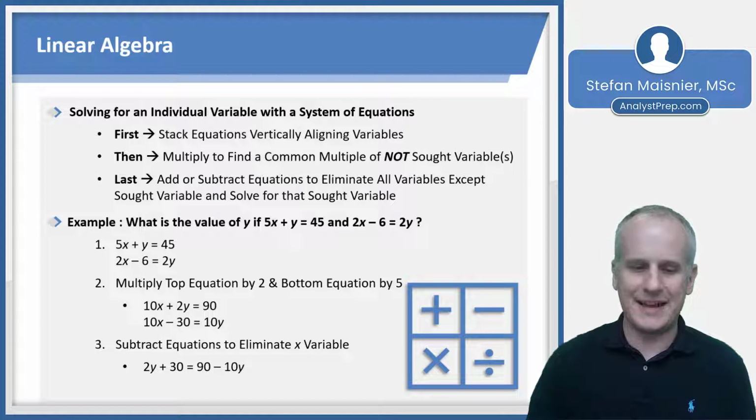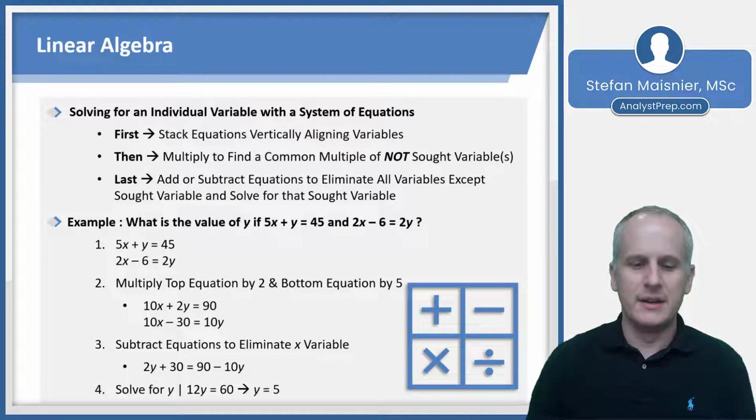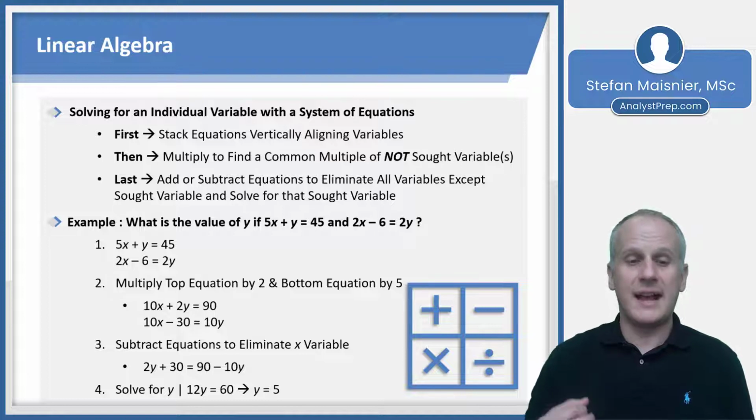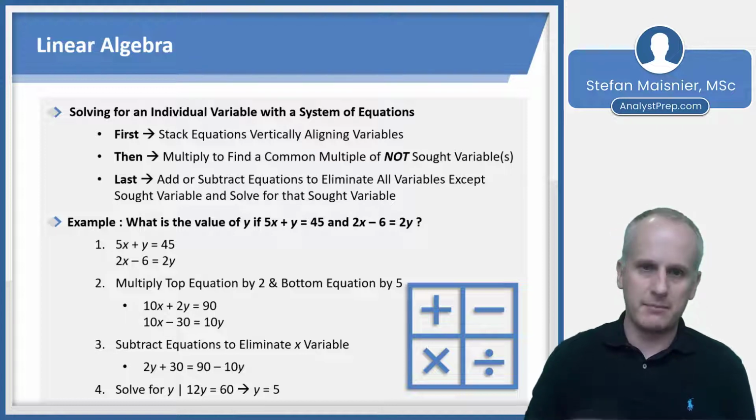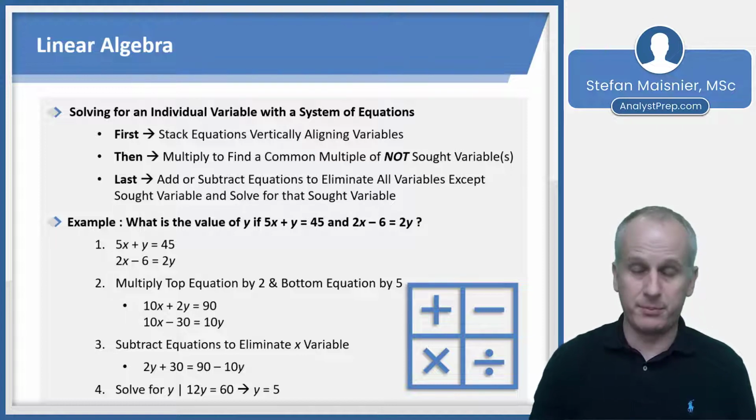Then all we have to do is add 10y and subtract 30 from each side to discover that 12y is equal to 60. We then divide by 12 and we discover that y is equal to 5. And this, in the moment, is going to be a much more efficient path to solving rather than solving for x, plugging back into y, and then solving, or plugging back in for x and then solving for y.